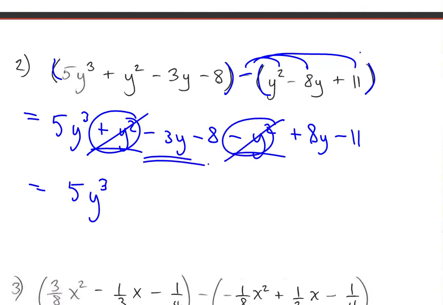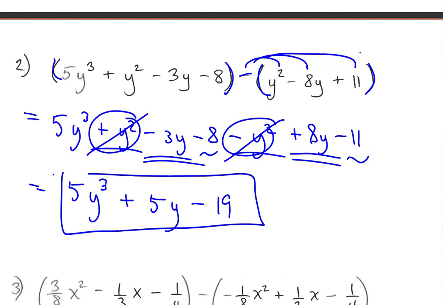We also have some single y terms, a minus 3y and a plus 8y. Together that would be a positive 5y. And then we have a minus 8 and a minus 11. Together that would be a minus 19. So altogether, our combined like terms form would be this 5y cubed plus 5y minus 19.